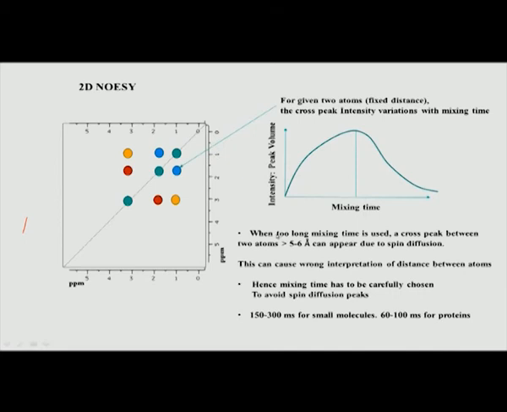Suppose I choose a very long mixing time, two things will happen. One is of course this relaxation which is going on. The second is there can be a spurious or artifact cross peak between two atoms which are greater than 6 Angstroms. Remember, in NOESY we should not expect a cross peak between two atoms greater than this value, but I may start seeing that, and that is a phenomenon known as spin diffusion. So, let us understand spin diffusion here.